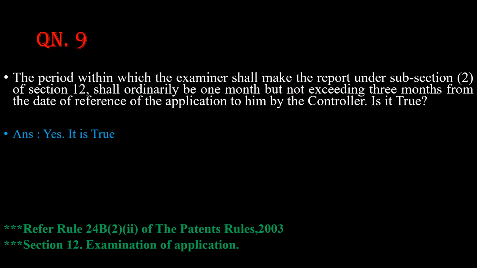Question number 9. The period within which the examiner shall make the report under subsection 2 of section 12 shall ordinarily be 1 month, but not exceeding 3 months from the date of reference of the application to him by the controller. Is it true? Again we can find the key points here: 1 month and 3 months. As we know, this statement is true as per the times. So yes, the answer is it is true.